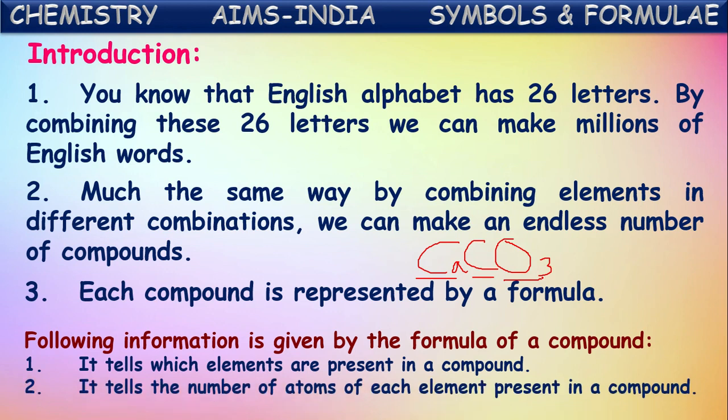Not only that, it also tells us the number of atoms of each element present in a molecule of the compound. Not only what kind of elements are present, but how many atoms of each element are combined is also represented here. In calcium carbonate itself, one atom of calcium, one atom of carbon, and three atoms of oxygen are combined together to form one molecule of calcium carbonate. So this is information given from the formula of a compound.